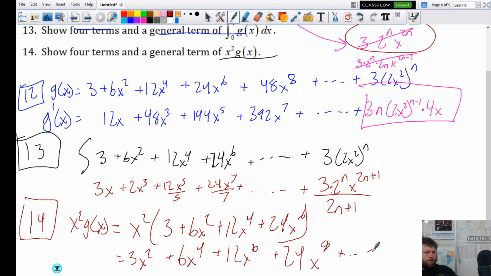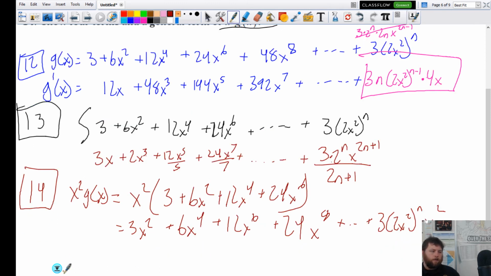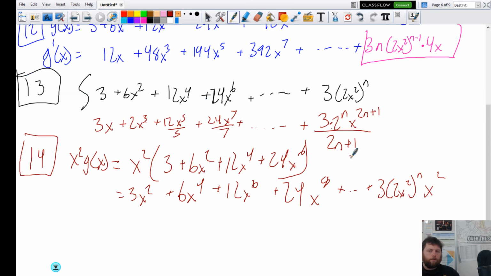So you just add 2 to the exponent right here. Your general term when you're doing that is just add 2 x's. How do I add 2 x's? So, I mean, 3 times 2x squared to the n times x squared. That works. You can't see it on my thing, but yeah, just add an x squared to the end. Multiply by another x squared from way up here, from this guy, basically. There. The big part is this.